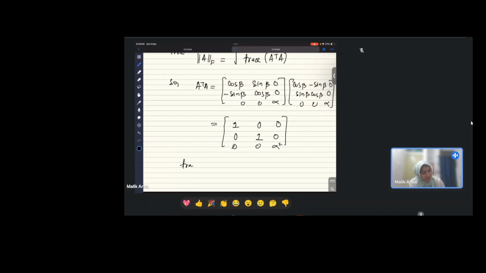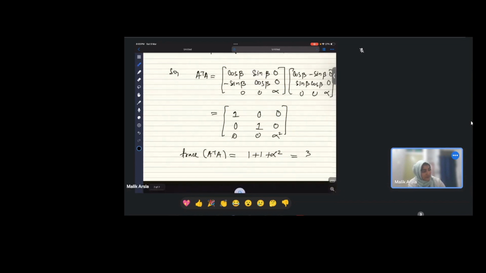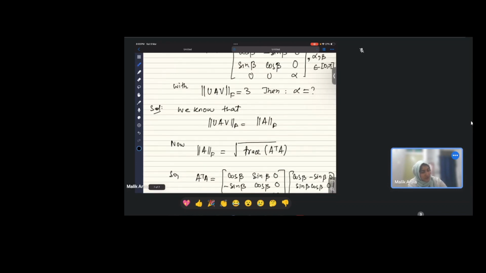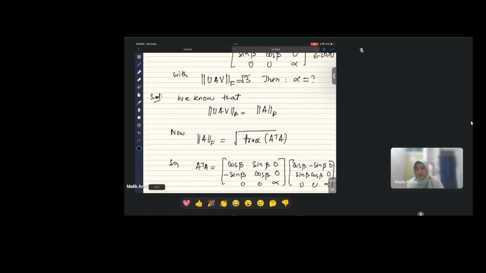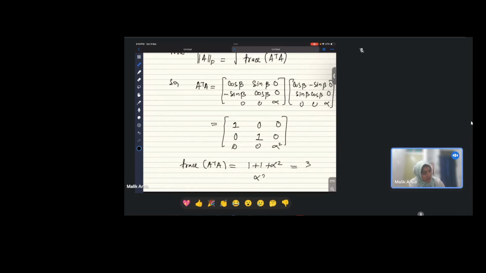So the trace of A transpose A is 1 plus 1 plus alpha square. And this is equal to what? 3, correct? No, sorry, it is root 3, given in the question as root 3. So this thing will be 3, because it will be the square of root 3. So 2 plus alpha square equals 3, and alpha square will be 1. Alpha will be plus minus 1, correct?